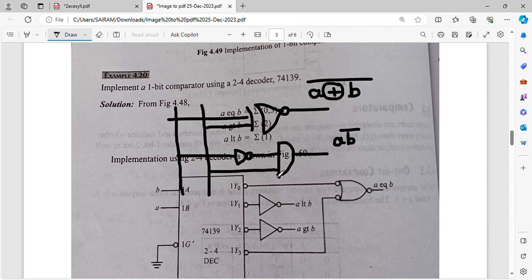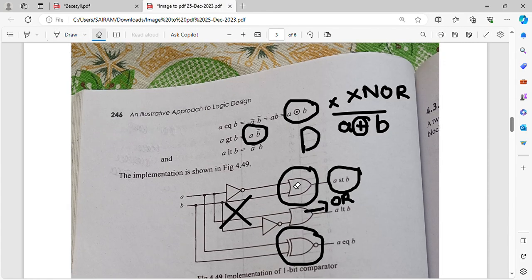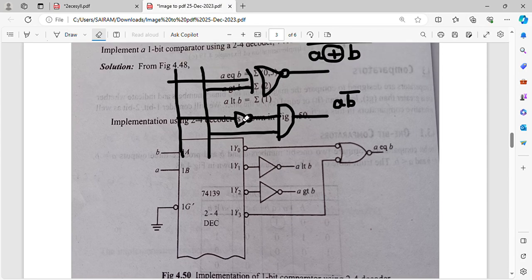So here we have taken an inverter. Why is an inverter required? Because you have A B bar. Please wait. A greater than B. Here you don't need an inverter. Here you need an inverter. I'm sorry. So here it is A B bar. I'm sorry for the interruption.